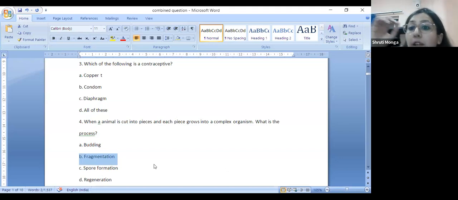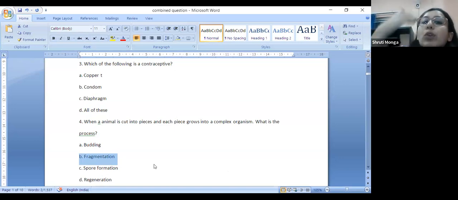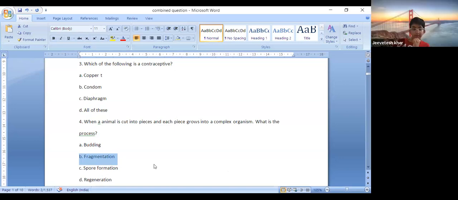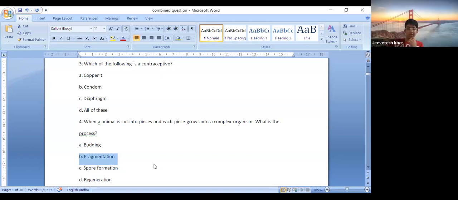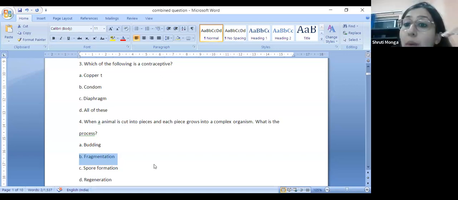In regeneration, what is happening? The body part is getting lost. In fragmentation, the organism, on attaining maturity, is cut into pieces, and each cut piece is able to grow into a new individual, right? Ma'am, for regeneration also, you're cutting one organism and then it grows. See, regeneration is actually the losing of a body part because of some accident. Fragmentation is when the organism attains maturity, when it has achieved a desirable length.